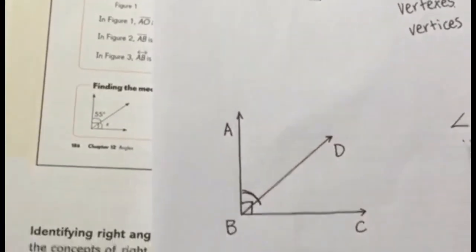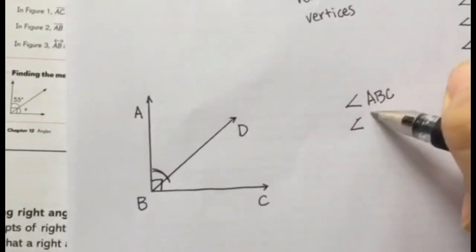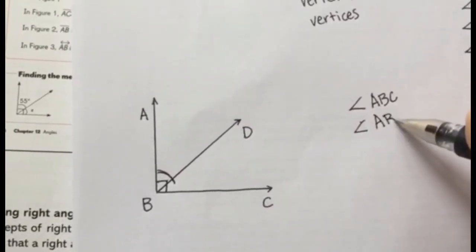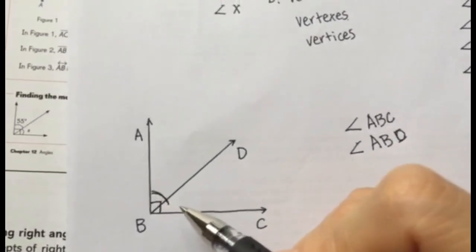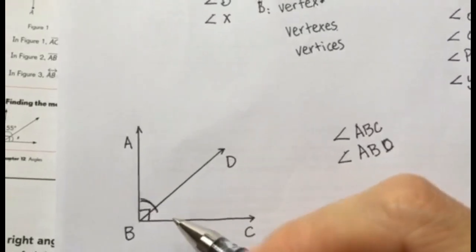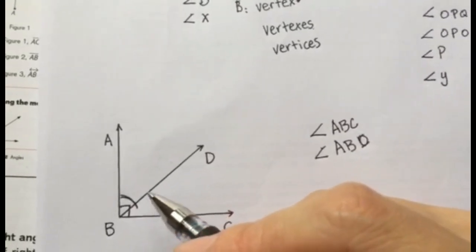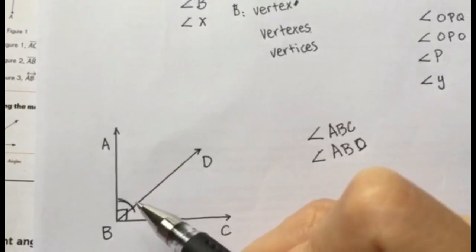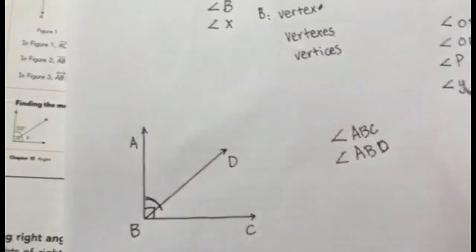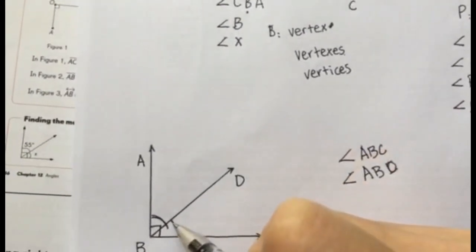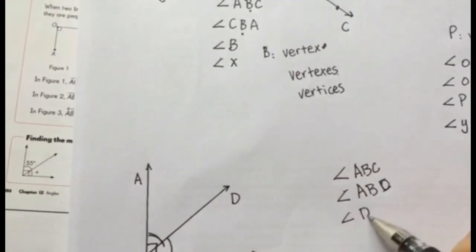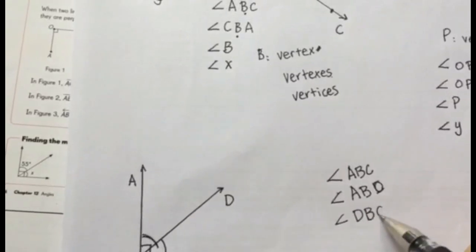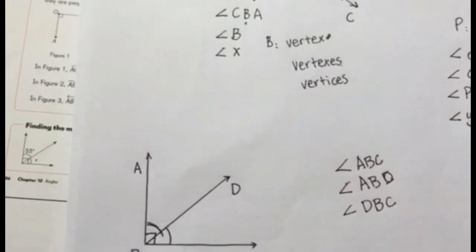And ABD, here, you can write it. Angle ABD is this angle. It's an acute angle. Acute angles are angles that are smaller than a right angle. And then finally there's angle DBC. So these 3 angles.